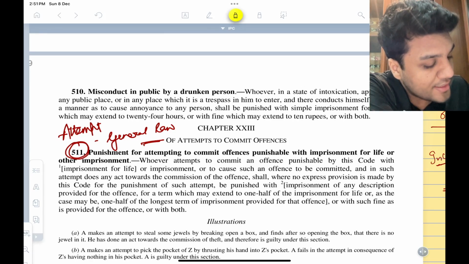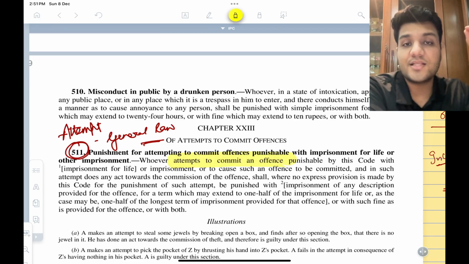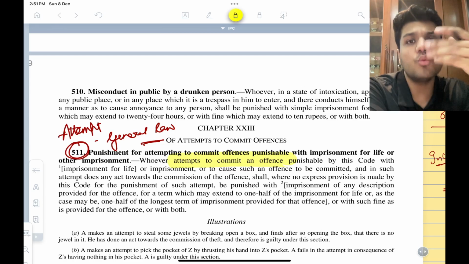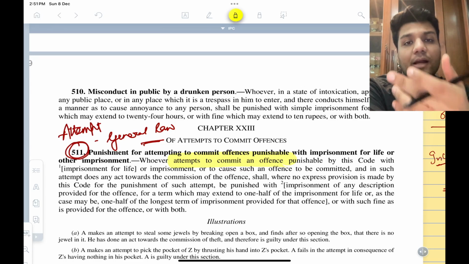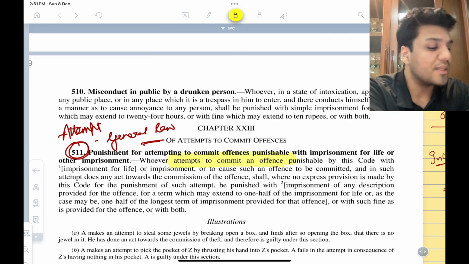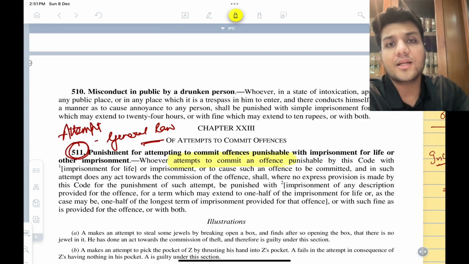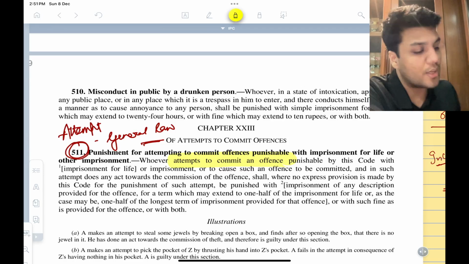Attempts to commit an offense punishable by this code. So only those offenses which are punishable under the IPC and now the BNS. We will look at the language of the BNS as well, but since it's identical, I don't think there will be any differences per se in the two texts. So if you identify the language in the IPC itself, that will be equivalent to understanding and applying the concept of attempt as it exists under BNS as well.